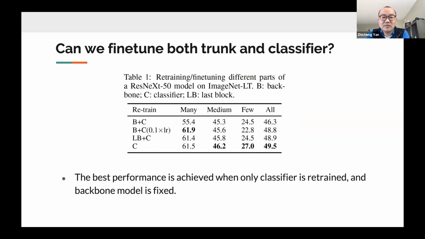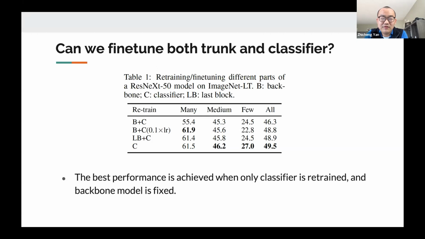The next question would be, can we fine-tune both the trunk and the classifier after stage 1 of the joint training? That is something possible. We actually ran experiments on the ImageNet long-tail dataset as well. Once we finish the stage 1 training, we have learned the backbone model and the linear classifier. We can actually fine-tune it using different sampling, for example, class balanced sampling.